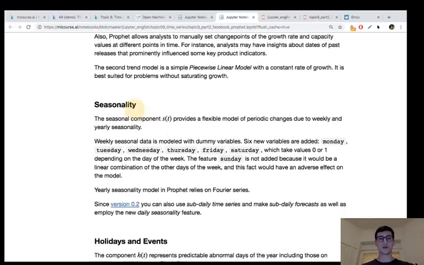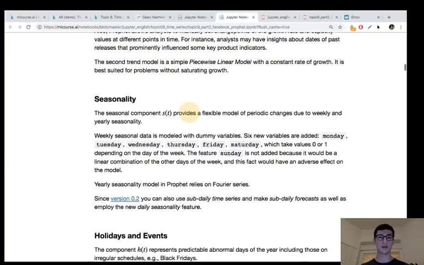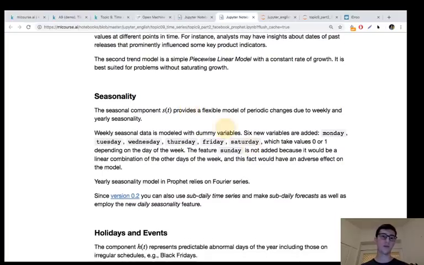Seasonality is modeled by other models, and by default Facebook Prophet builds one-hot encoded dummy variables for days of the week, and it also applies some Fourier analysis to model long-term yearly seasonality.